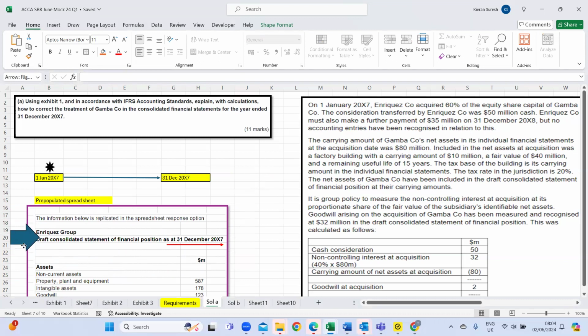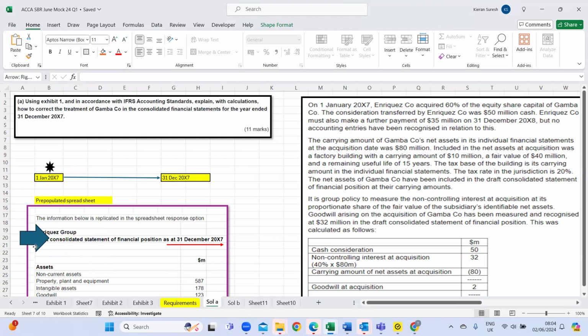Have they given us the consolidated profit and loss account, or the balance sheet, or an extract of a cash flow statement? We need to know what the pre-populated spreadsheet has given. Once you identify which has been given, for example in this question, we know it was the statement of financial position, the balance sheet, and this is consolidated.